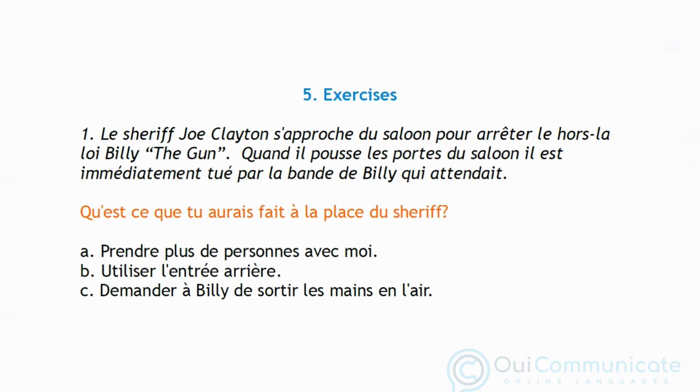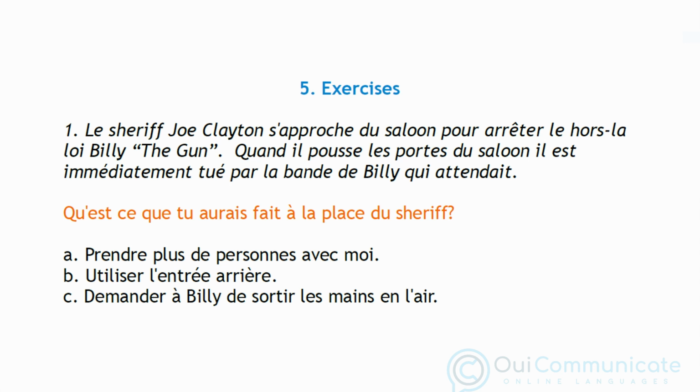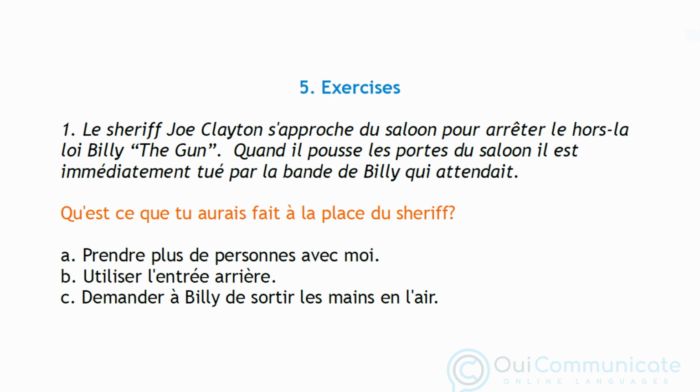Next, we have three scenarios in which we want to put the past conditional into practice. We have options A, B, and C to choose from, which of course have to be put in the past conditional. In our first question, qu'est-ce que tu aurais fait à la place du shérif? We could say A, j'aurais pris plus de personnes avec moi. B, j'aurais utilisé l'entrée arrière. And C, j'aurais demandé à Billy de sortir les mains en l'air.